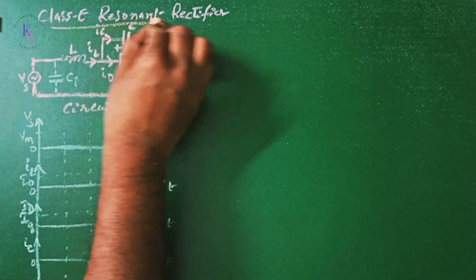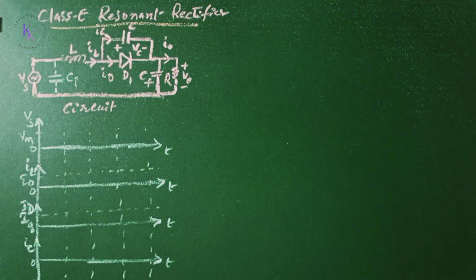Class E resonant rectifier. Since a DC to DC converter generally consists of a DC to AC resonant inverter and an AC to DC rectifier, a high frequency diode rectifier suffers from disadvantages such as conduction and switching losses, parasitic oscillations, and high harmonic content of the input current. A Class E resonant rectifier overcomes these limitations.